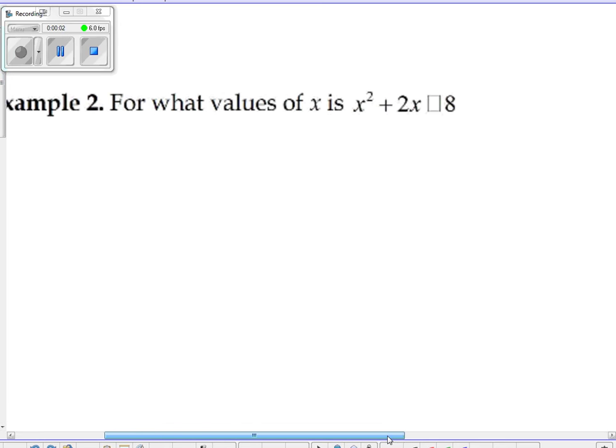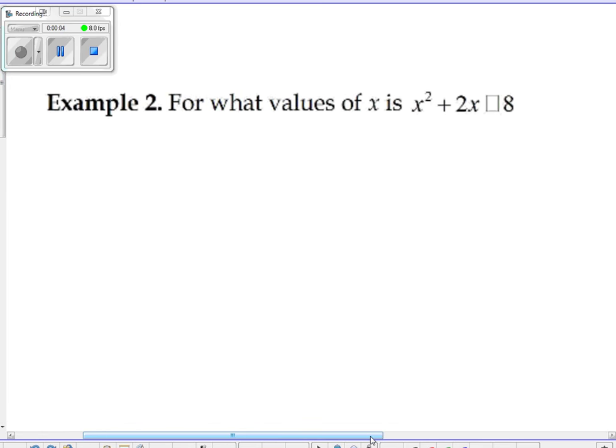So for what values of x is x squared plus 2x greater than or equal to 8? All right, we're going to do both algebraically and graphically here. I find algebraic easier, but there's a couple methods for graphical. So if you wanted to try a graphical approach, graphically, okay, there's two ways.